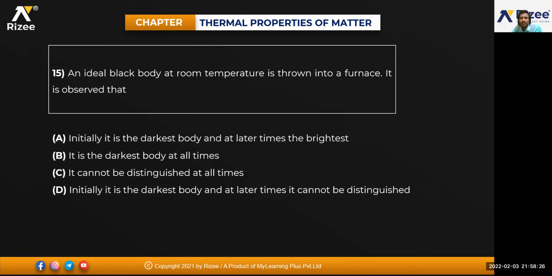How about you, Nandini? An ideal black body is a good absorber and a good emitter. See, on a black body, if the energy is being incident completely, so when it is absorbing all the radiations, it will be the darkest initially. And it is also a good emitter. Now, after some time, it will be emitting also. At later times, it might be the brightest part. So A must be the answer for this.